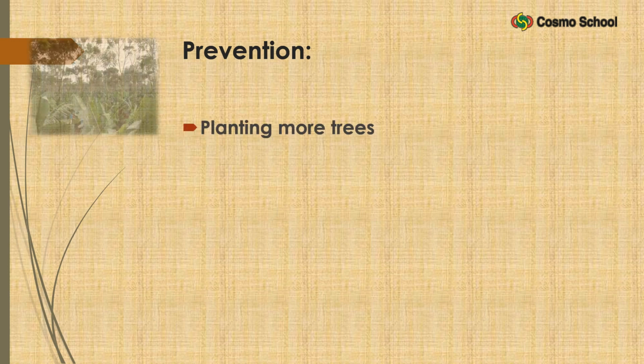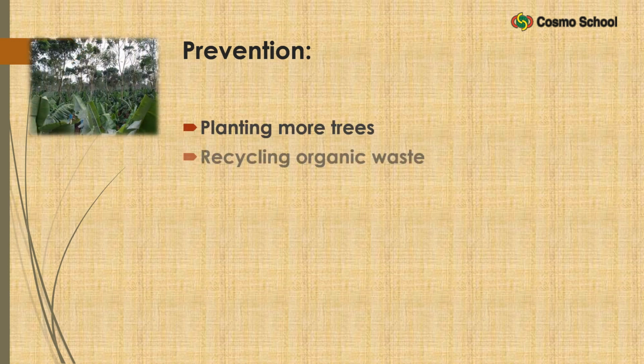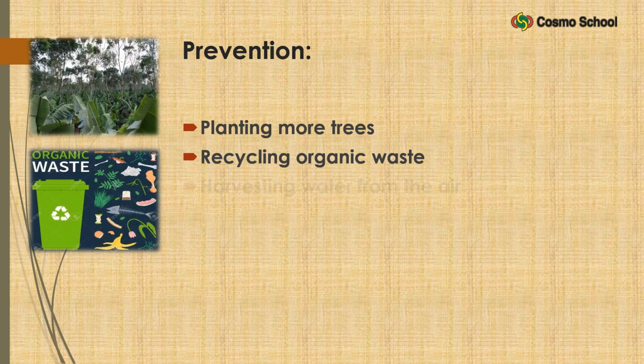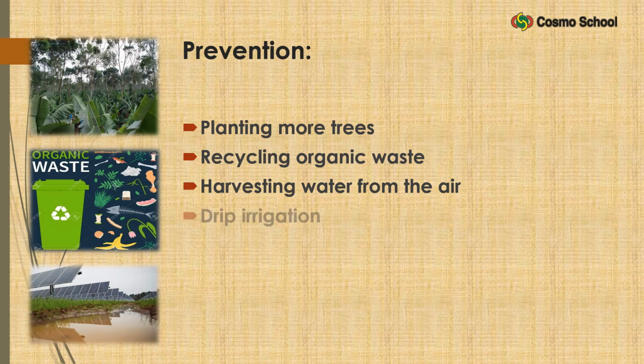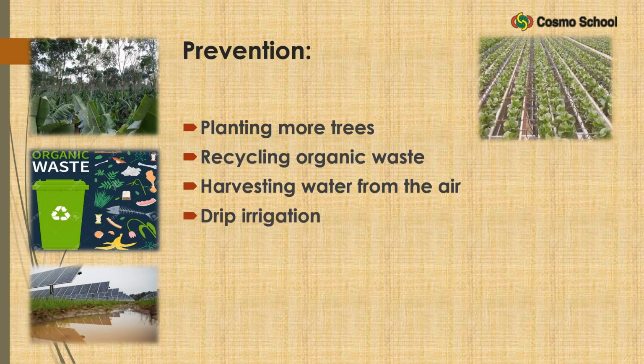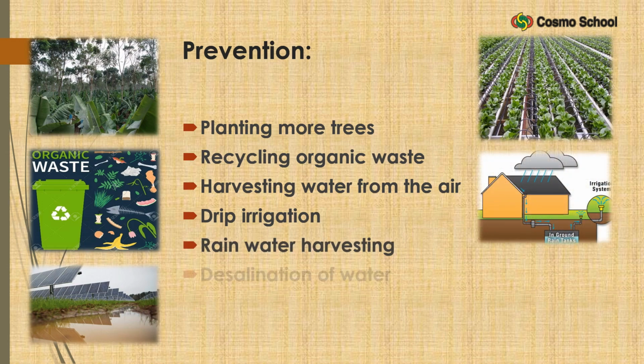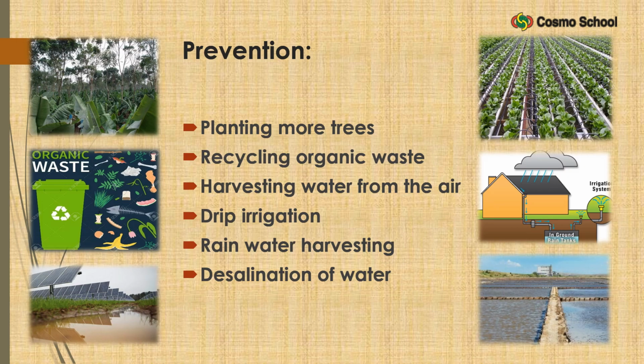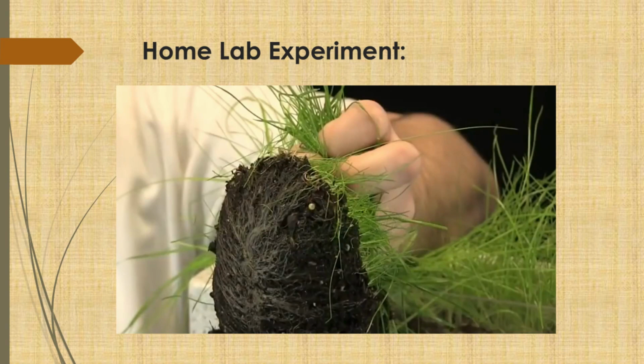If we follow the following instructions, then we can overcome the situation of drought. Planting more trees, recycling organic waste, harvesting water from the air, drip irrigation, rainwater harvesting, desalination of water. Please find the images related to the aforementioned points in sequential order. One of the best ways to prevent drought is planting more trees.